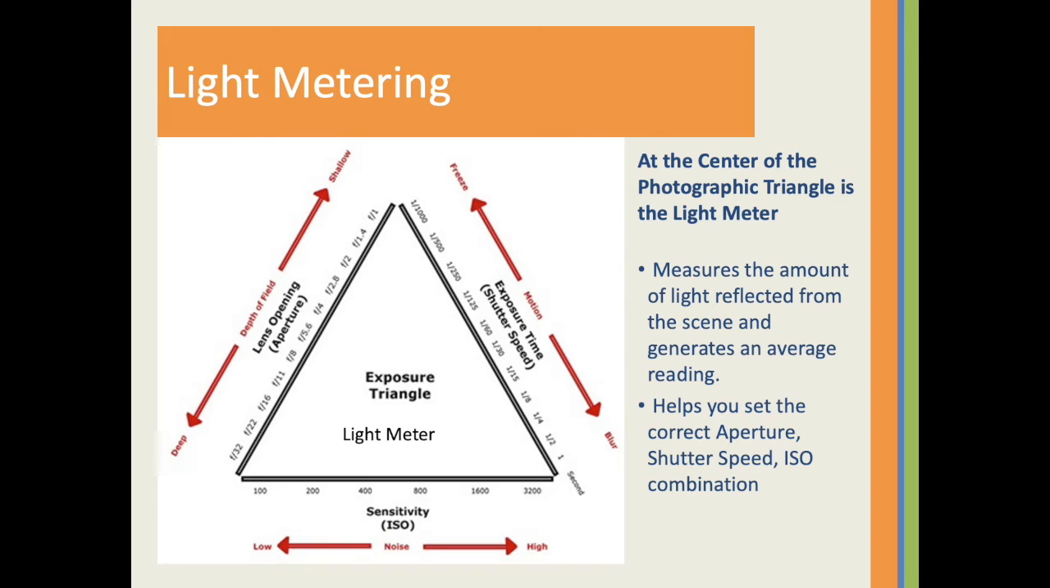If you are in aperture priority, you set the aperture, and the light meter is going to help you set the shutter speed and ISO. If you're in shutter speed priority, you set the shutter speed, and the camera is going to help you set your aperture and ISO. If you are in manual, you are the one who is going to use the light meter scale and really balance the aperture, shutter speed, and ISO combination.